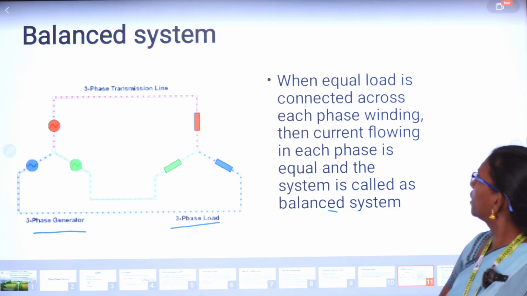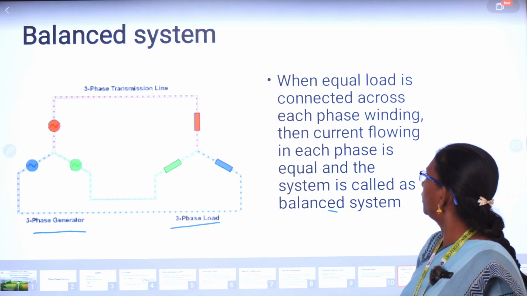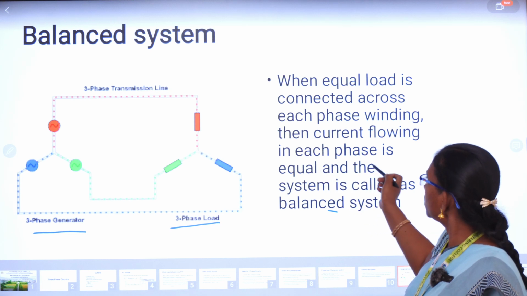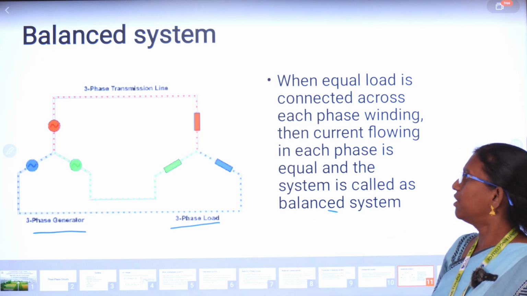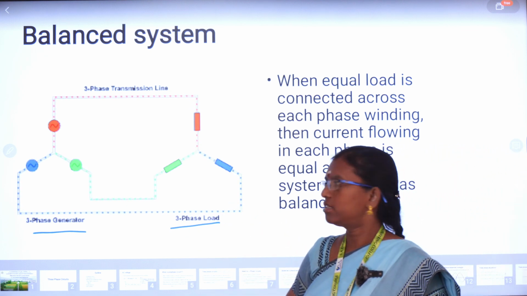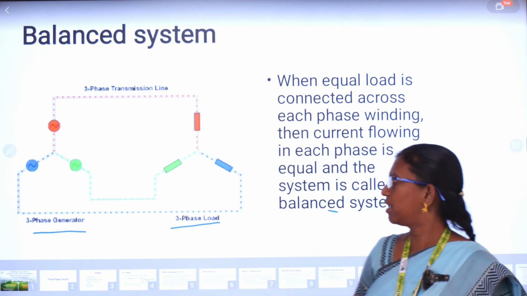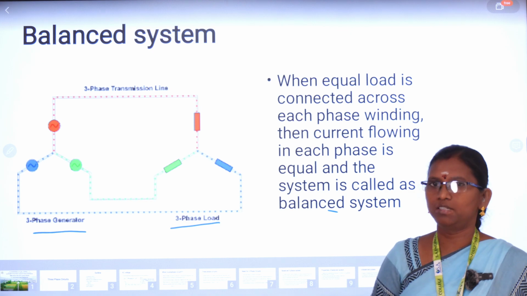When equal load is connected across each phase winding, then the current flowing in each phase is equal and the system is said to be balanced. In most cases, the source will be balanced and the load will be unbalanced.